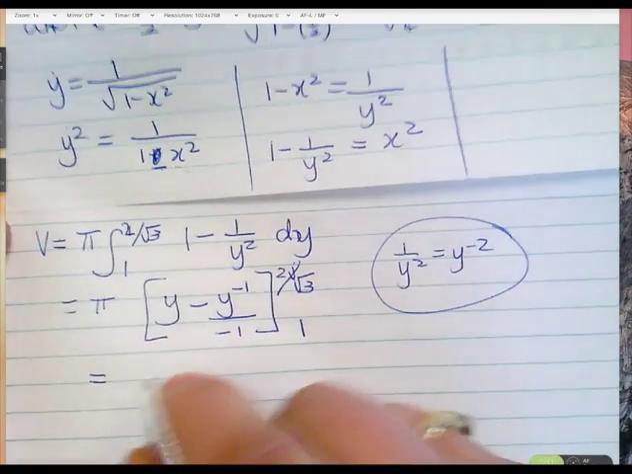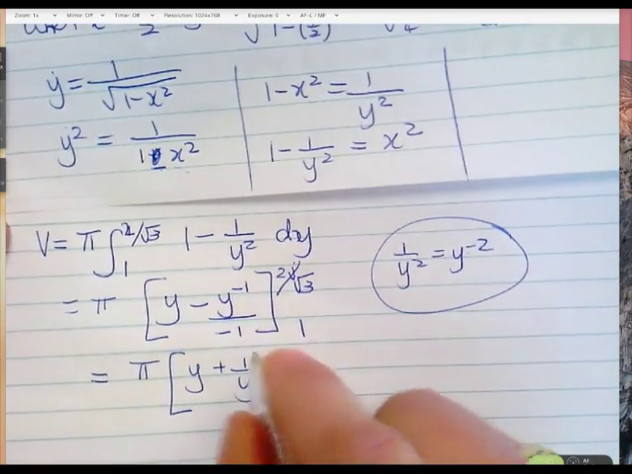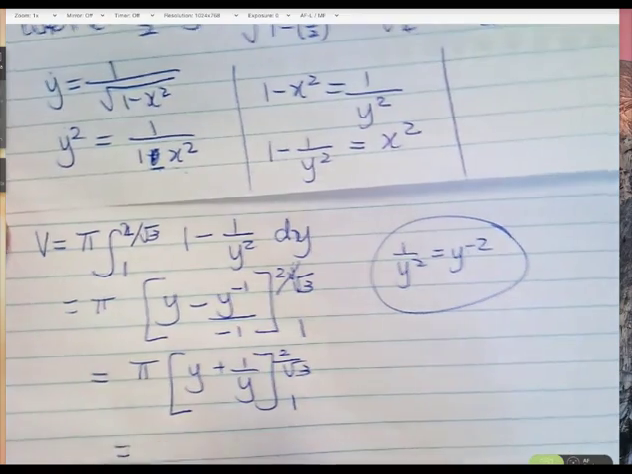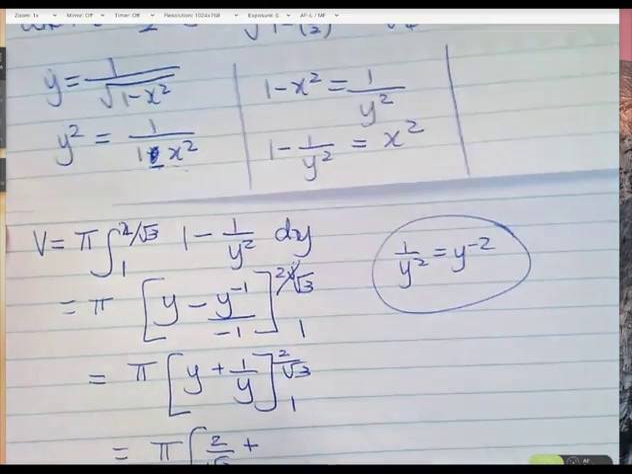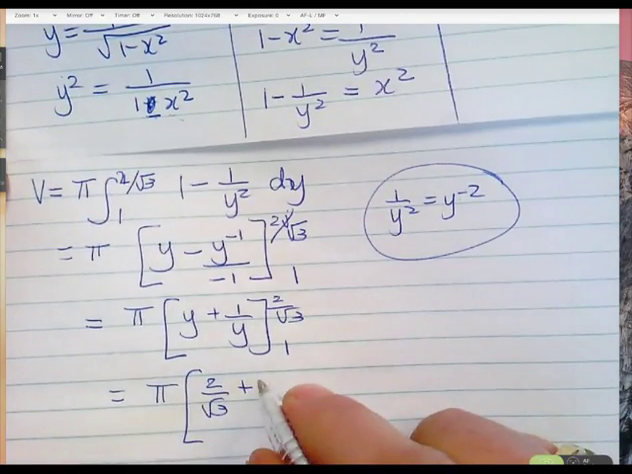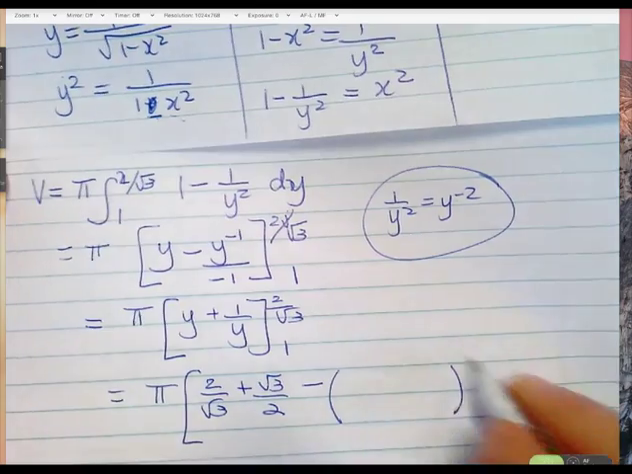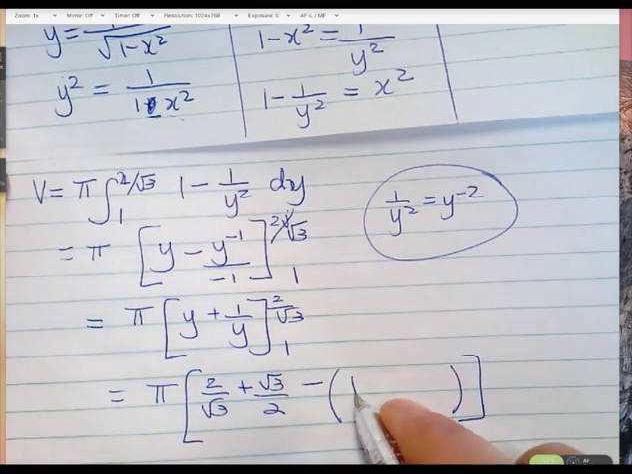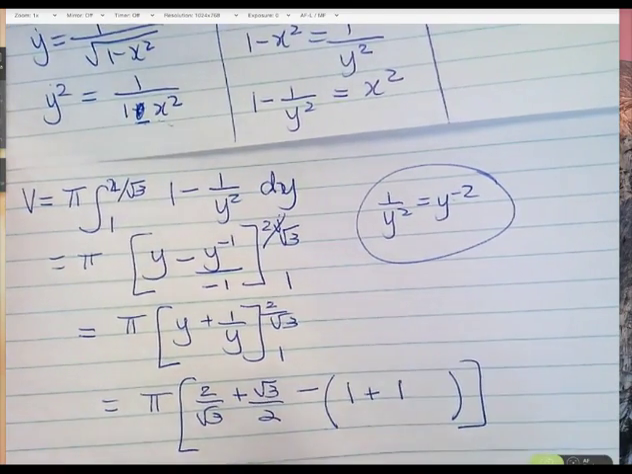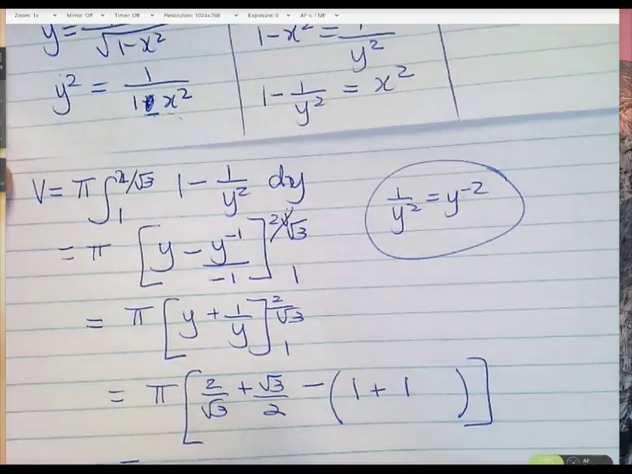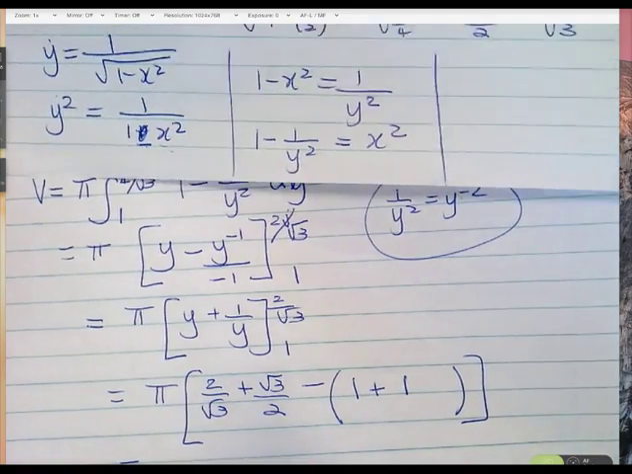So just be careful here. So it's pi, what does this become? Y plus 1 on y, 2 over root 3 and 1. So it's going to be pi 2 over root 3 plus, what's 1 divided by 2 over root 3? Isn't it just root 3 on 2? Yeah. Minus, bracket, minus what? 1 plus 1. So it's whatever that is. And then you have to go common denominator more than likely. Yeah, common denominator and rationalise it.